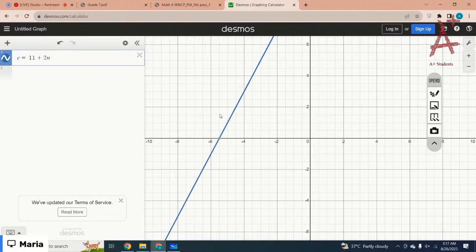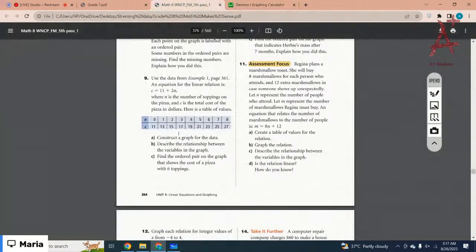Okay, here is the graph, right? C equals 11 plus 2n. The question is: construct a graph of the data. If you use this data to make a graph, the graphs look the same, right? Describe the relationship between the variables in the graph. Okay, you have to describe the relationship between the variables in the graph.